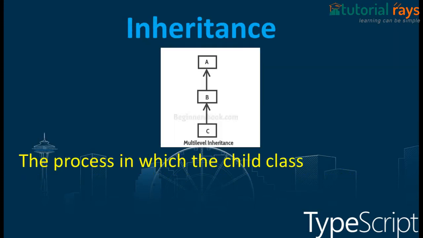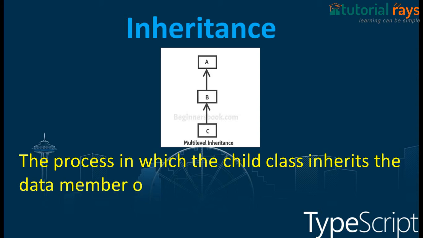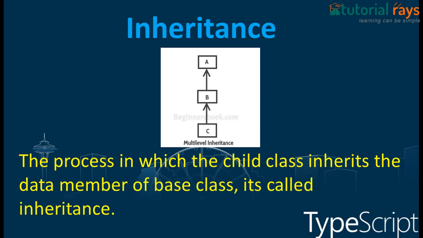The next one is inheritance. As you can see in the figure, class A inherits the features of B, class B inherits the features of A, and class C inherits the features of B. So what is inheritance? The process in which the child class inherits the data members or properties and methods of the base class is called inheritance.